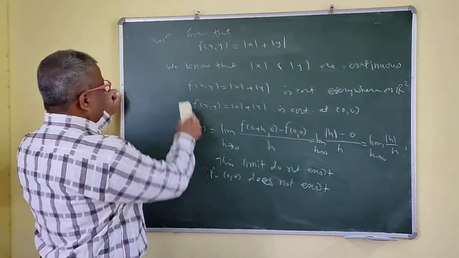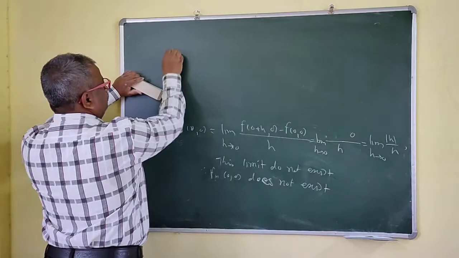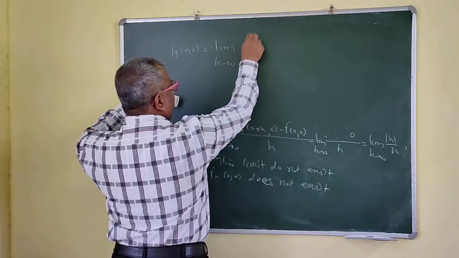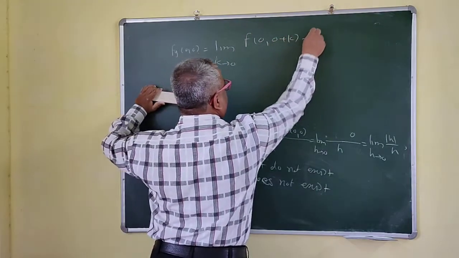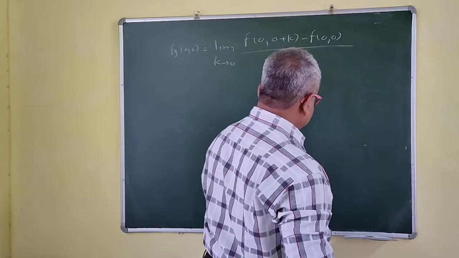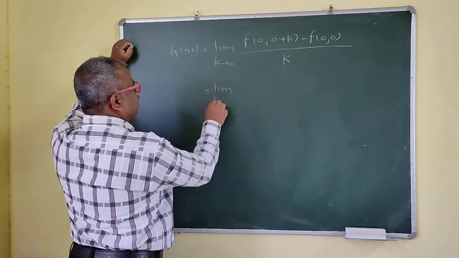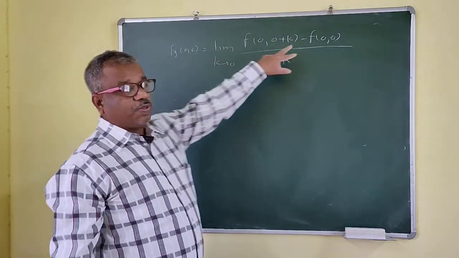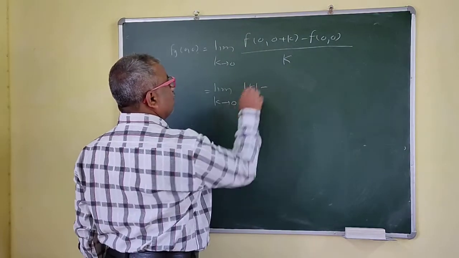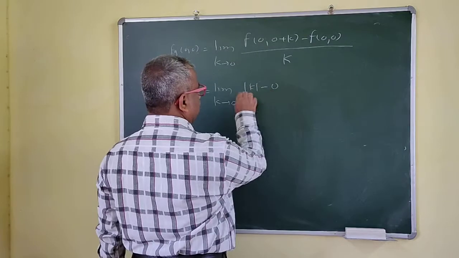Similarly, we'll prove fy also does not exist. Next, we'll write the definition. The definition is very important here. So fy 0, 0 is the limit k tends to 0 of f of 0, 0 plus k minus f of 0, 0 upon k. Now we'll write the value of this. f of 0, 0 plus k means f of 0, k: put x equal to 0 and y equal to k. What we get then is mod k. Minus f of 0, 0: put x equal to 0, y equal to 0 in the original function, so that is 0, upon k.